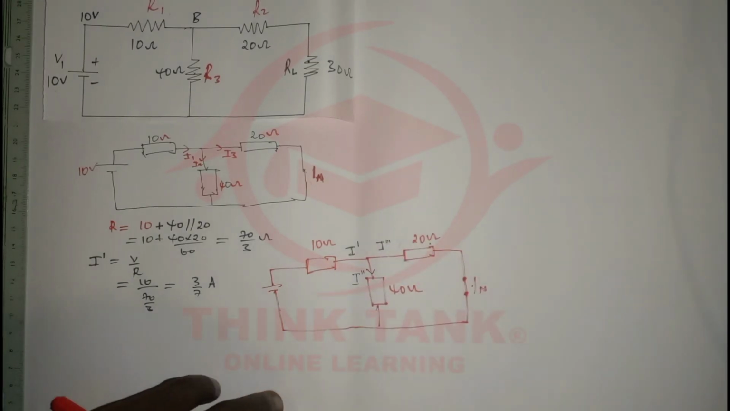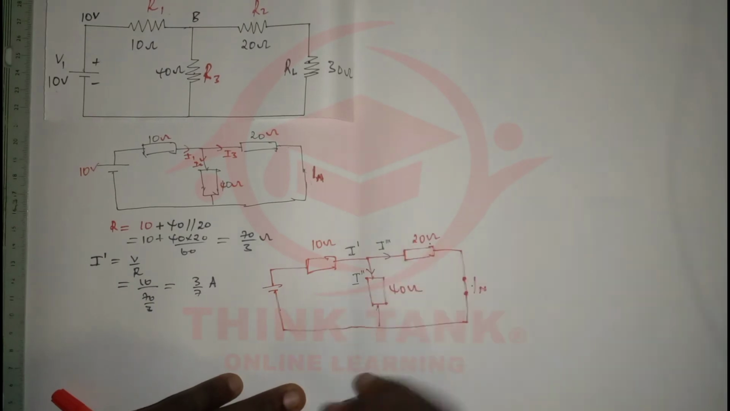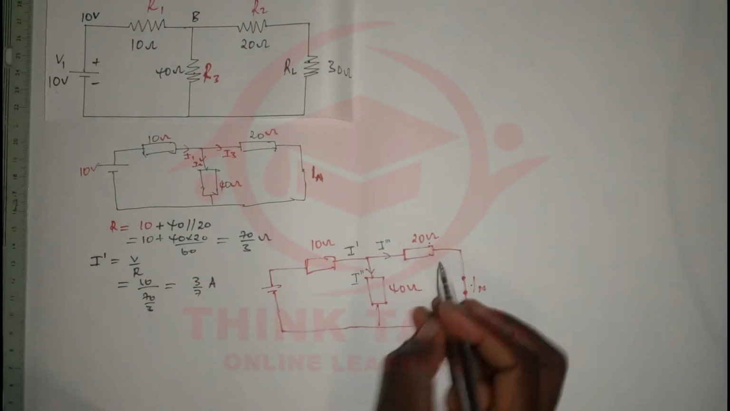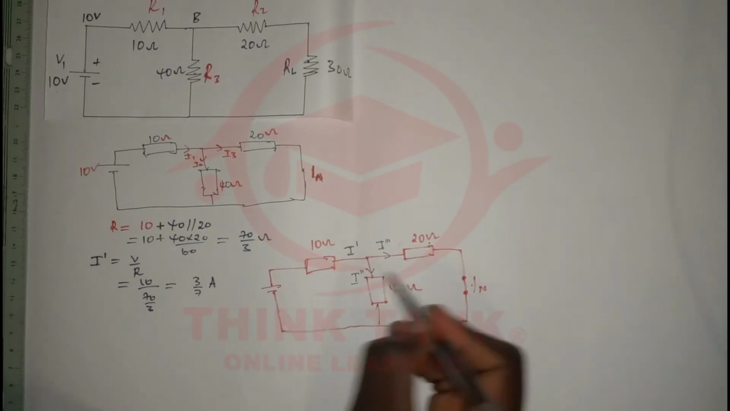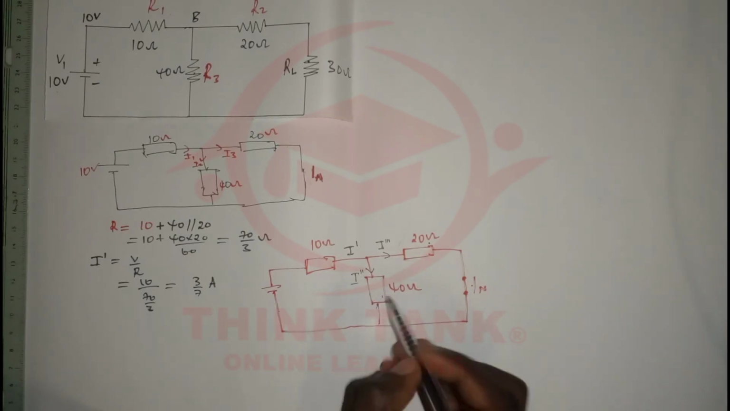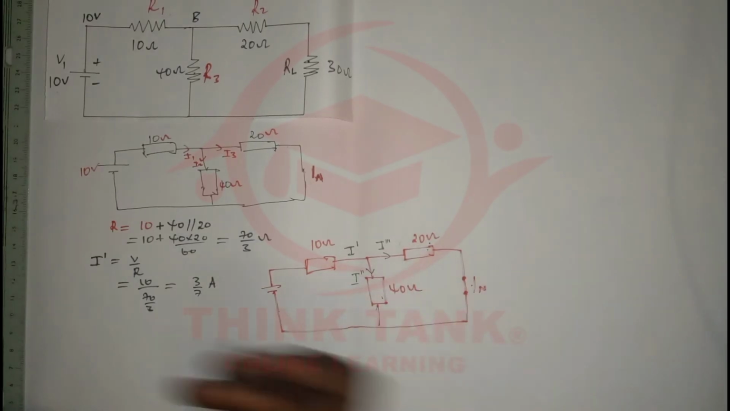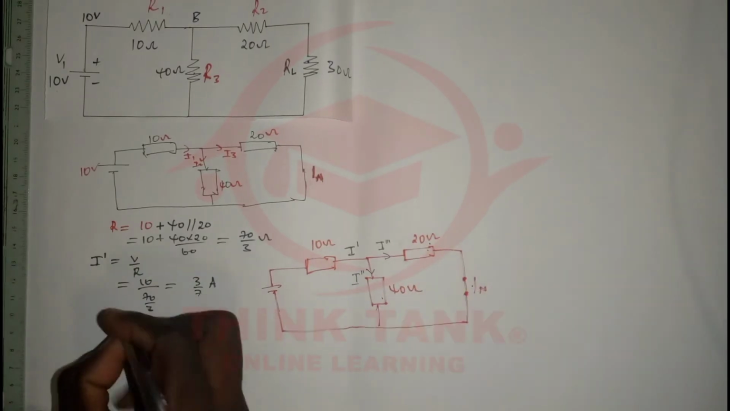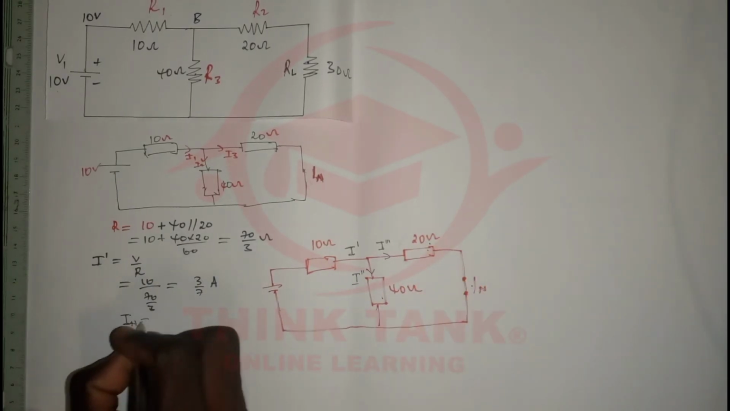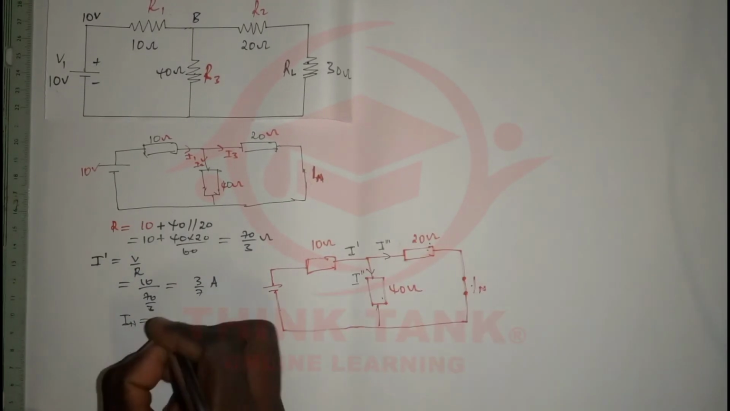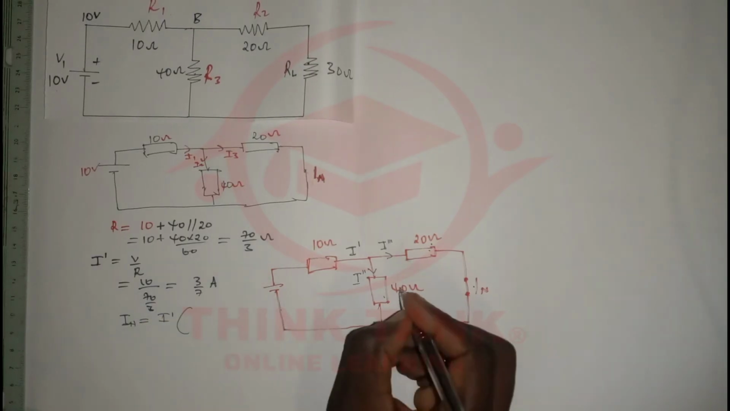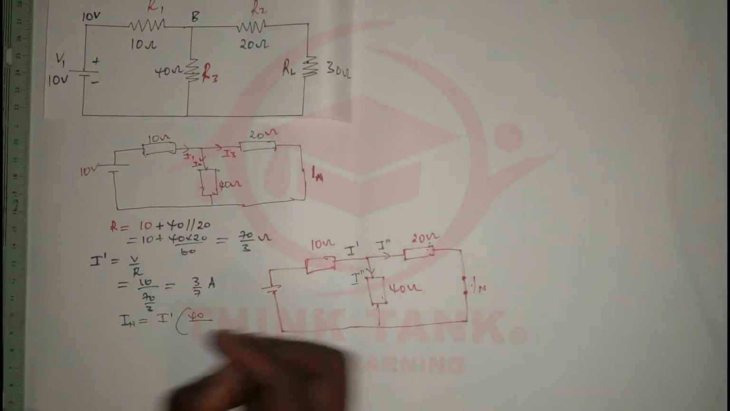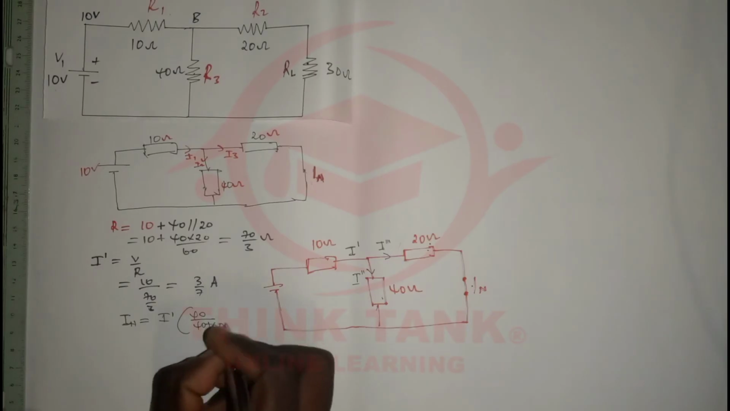You can just say I1, I2, I3. So to find the current which is going to pass through the 20 ohm resistor, we're going to use the current divider. And of course, this resistor is high resistance, so more current is going to pass through the 20 ohm resistor. So that means to find IN, we're going to say the total current, which is I bar, times 40 over 40 plus 60.